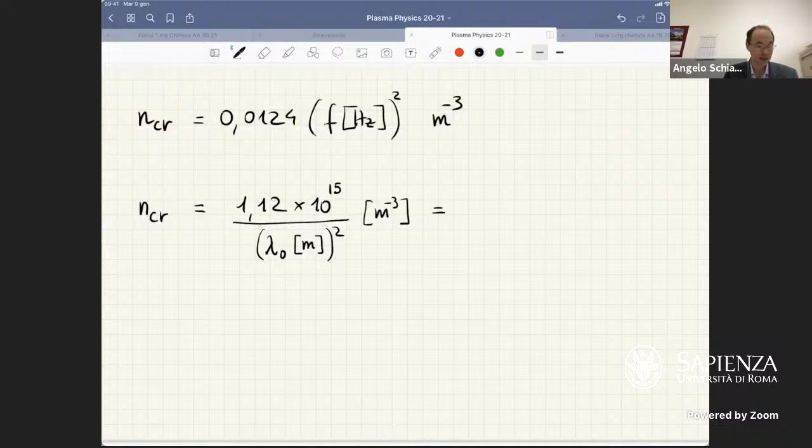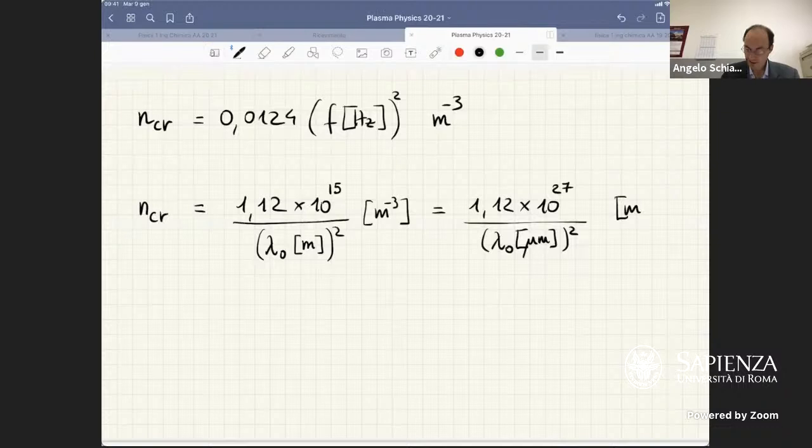And we can go, instead of meters for the wavelength, to some more practical units, which are microns. Usually electromagnetic radiation is expressed in microns in our studies. So this becomes 10 to the 27, and we have the wavelength of the wave expressed in microns to the second power, and still the resulting critical density is expressed in electrons per cubic meter.